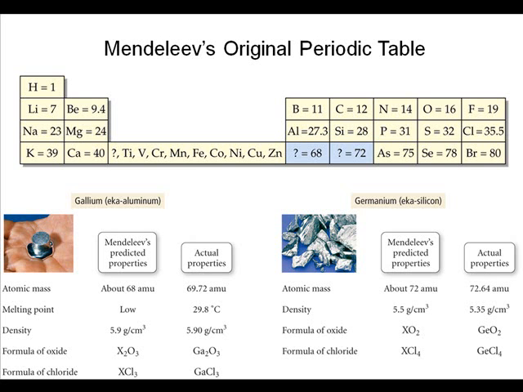And in fact, when they discovered gallium, you could see just how close his numbers came to that. And then germanium, Mendeleev predicted the atomic mass would be about 72 AMUs. The density would be 5.5. And in fact, again, when they discovered it, you can see how powerful that prediction was for him.